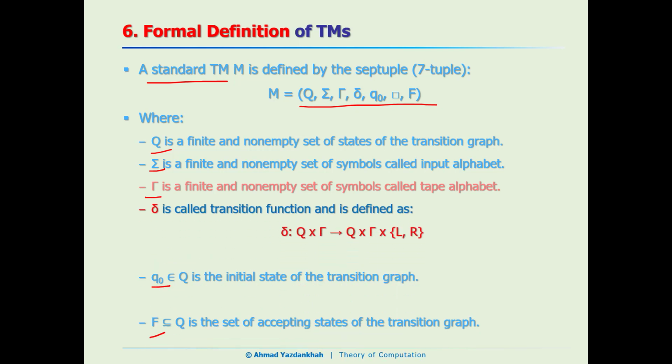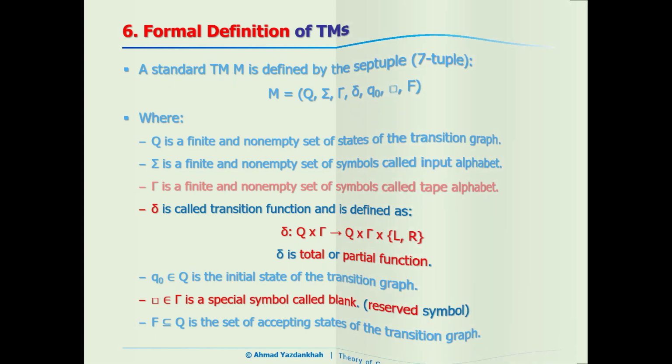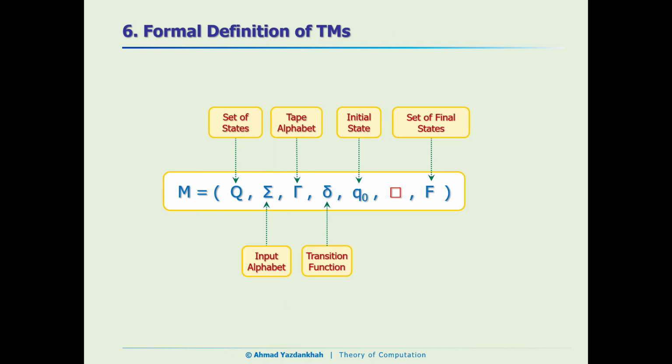And we just figured out the syntax of the delta function, or transition function, and we learned that it can be total or partial. Also, we need to introduce the blank as a member of the symbols of the tape alphabet, which we call gamma. Definitely it's a reserved symbol, which means that it cannot be part of the sigma. Here we just have this for reviewing what we learned.